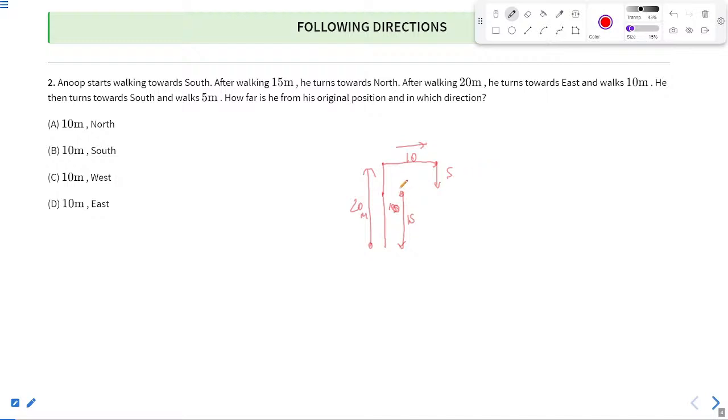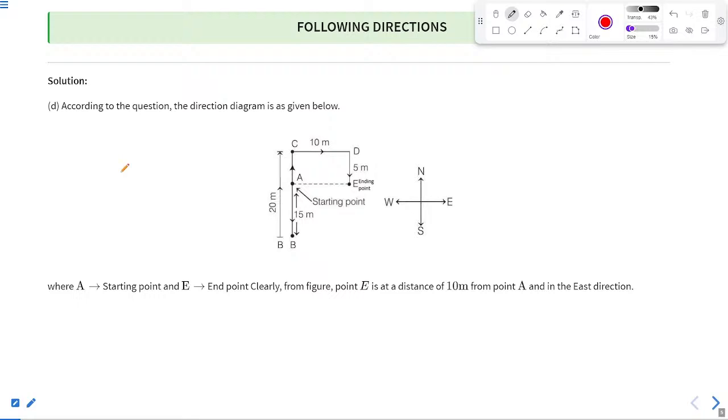So since he has moved south 15 plus 5, 20 meters south, and he's moved 20 meters north, these two cancel each other out, and he's moved 10 meters east. So answer is D, 10 meters east. You can see here the diagram: 15 meters south, 20 meters north, then 10 meters east, 5 meters south. So we are 10 meters from starting position.